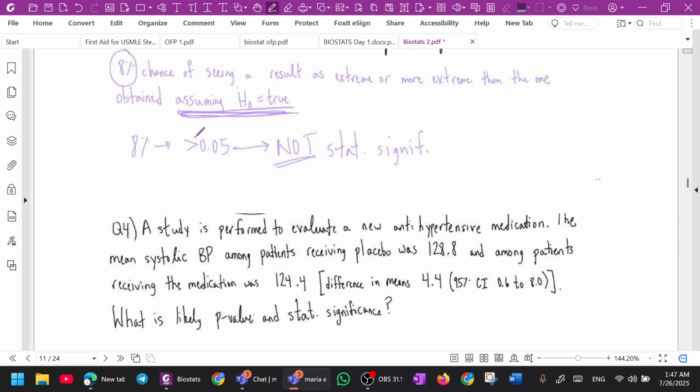Lower and higher than 0.05? You just said it is statistically significant, so the p-value is 0.05. Will it be lower than 0.05 or higher than 0.05? Lower than 0.05. Okay, perfect.